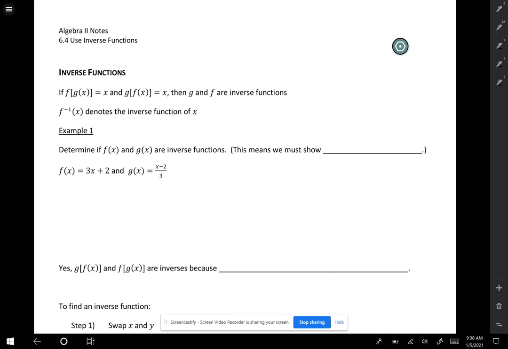Hello class, today we're going over section 6.4, use inverse functions. So first let's go over what an inverse function is.